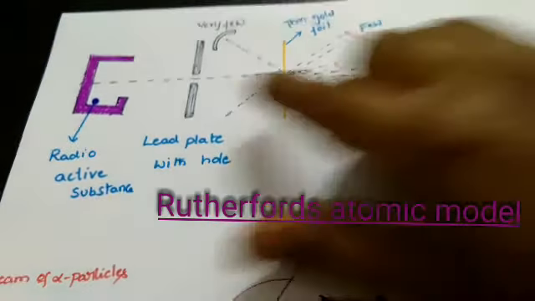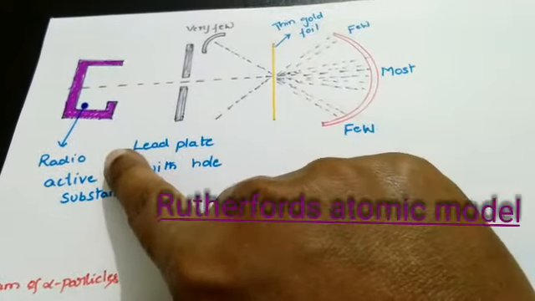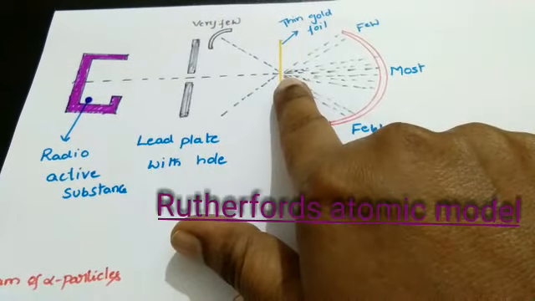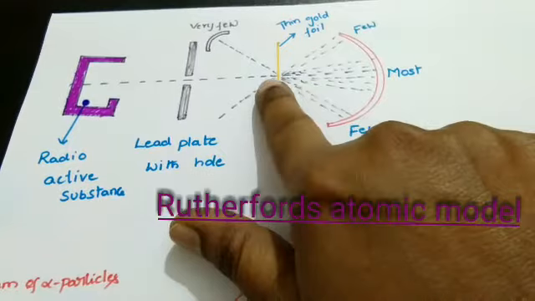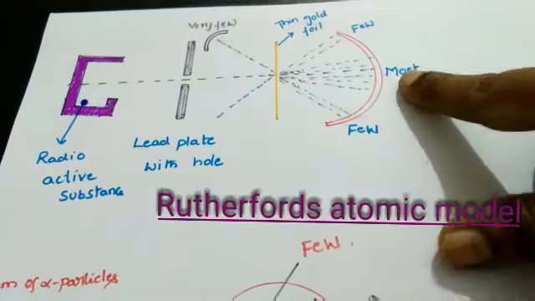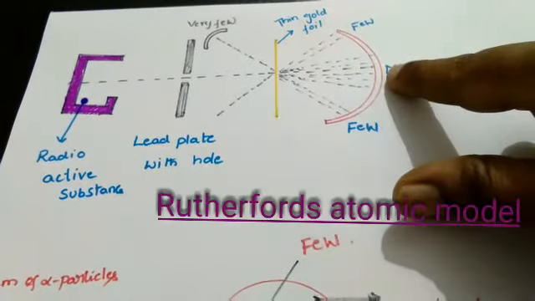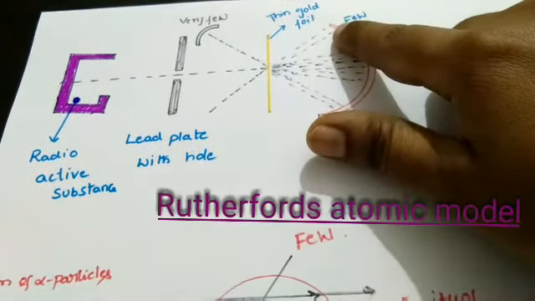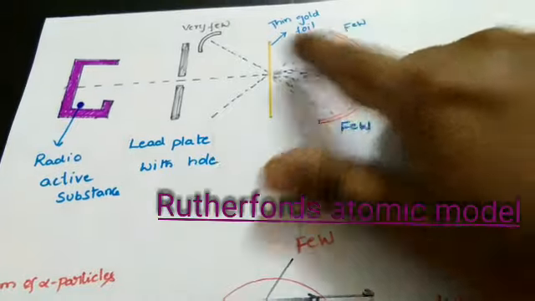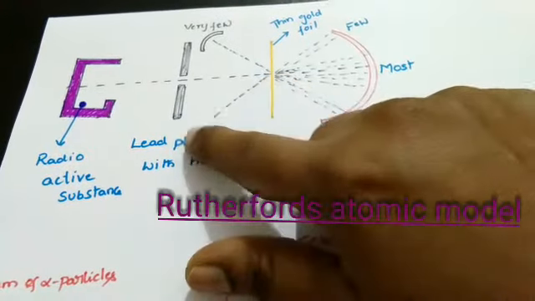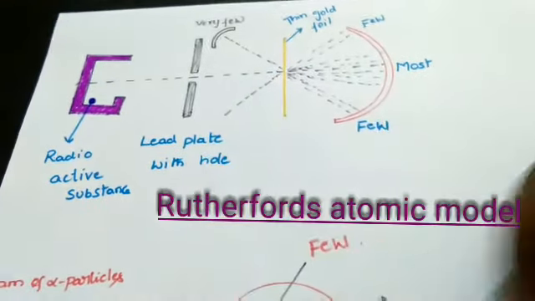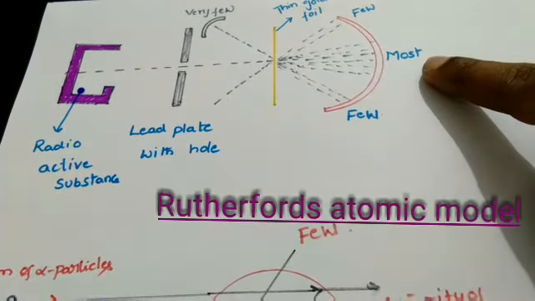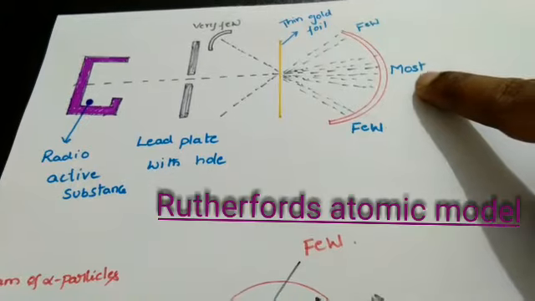The radioactive substance passing through the gold foil, some of the rays are, that means most of the rays are passing through the plate and a few rays are deflected like this, and very few rays are coming back. That means most of the alpha particles, nearly 99%, continued with their straight path.